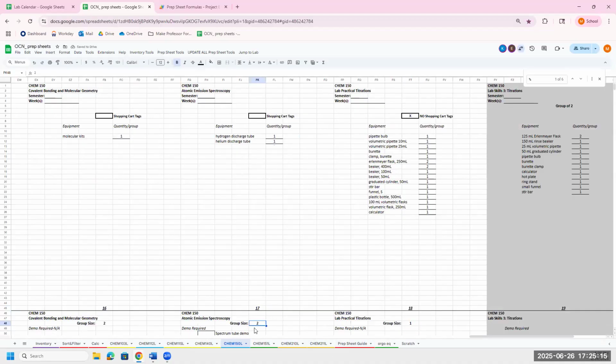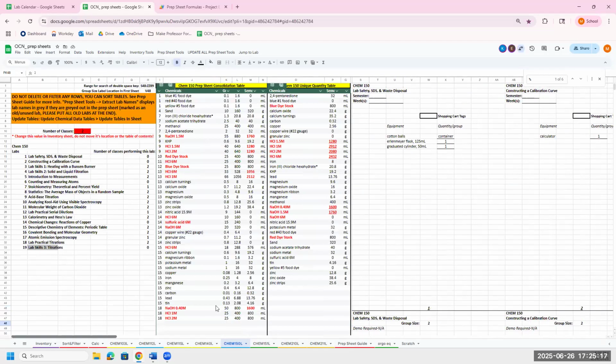Just make sure it is in this exact cell. And then you can go in and update the tables in the sheet. And it'll take a second, but then it will update this to be correctly multiplied by an individual lab, so by 32.